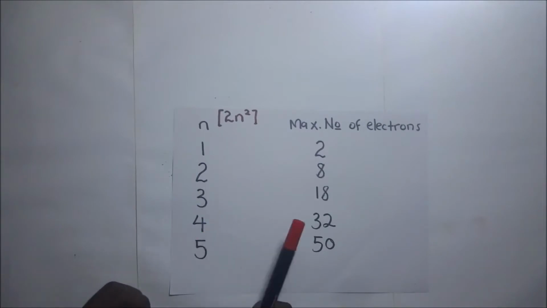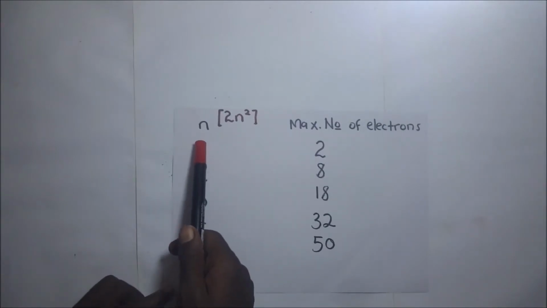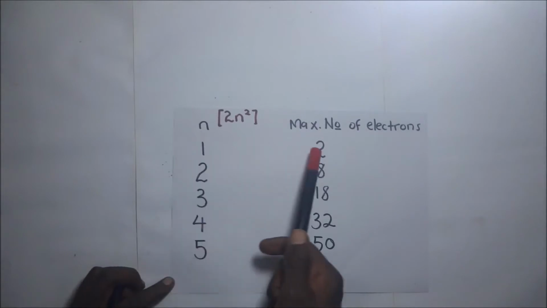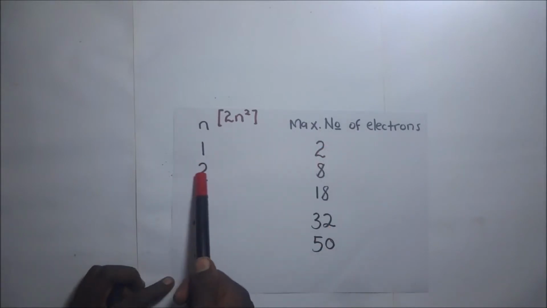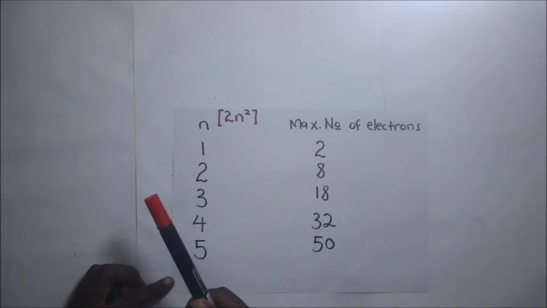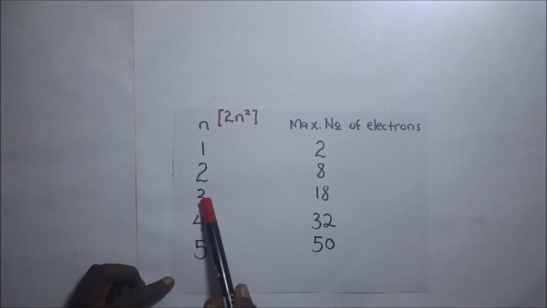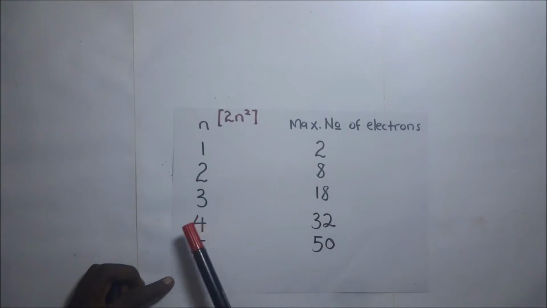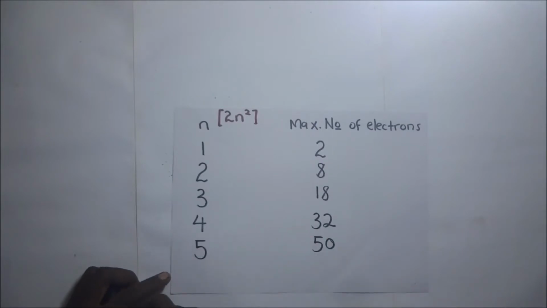So a summary of what we have been talking about: the first energy level, which has principal quantum number 1, can carry a maximum of 2 electrons. The second energy level, which has principal quantum number 2, can carry a maximum of 8 electrons. The third energy level, which has principal quantum number 3, can carry a maximum of 18. The fourth can carry a maximum of 32. The fifth can carry a maximum of 50, and so on. They just continue.